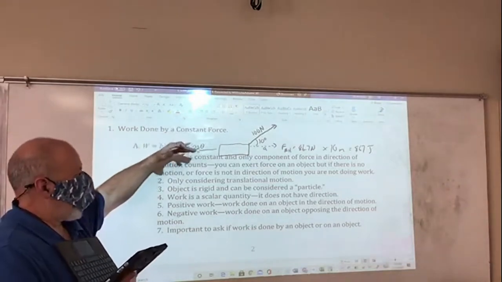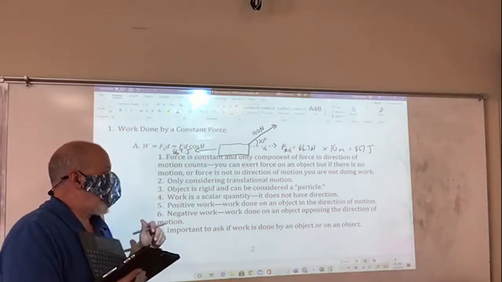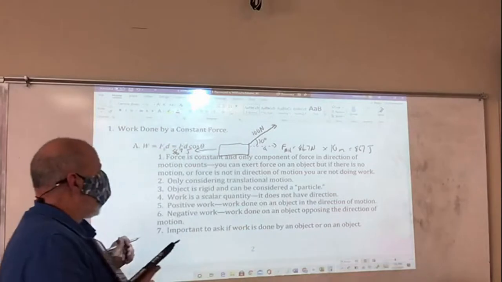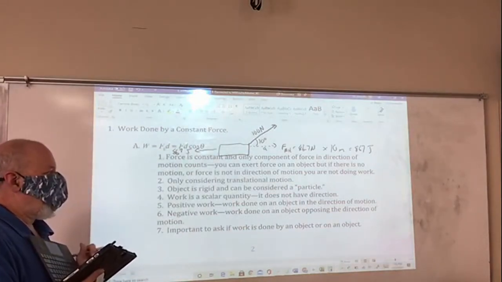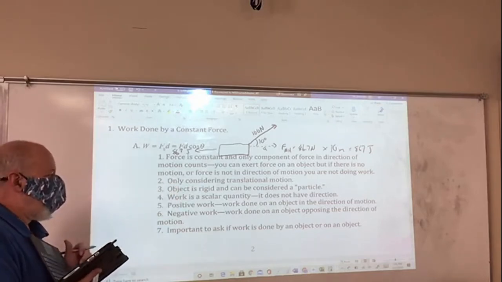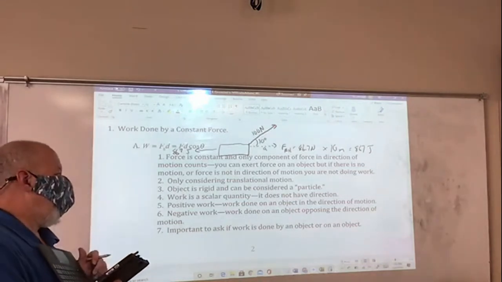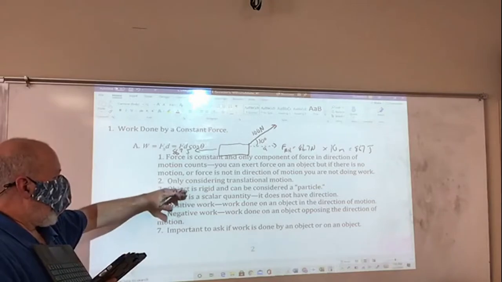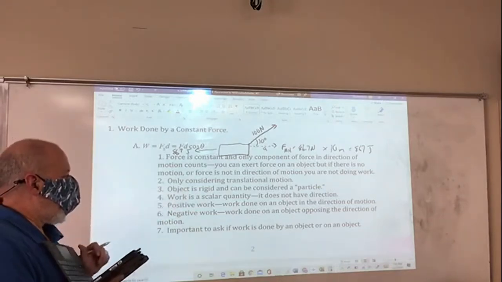Okay, so force is constant, and only the component of force in the direction of the motion counts. You can exert a force on an object, but if there is no motion or the force is not in the direction of the motion, you are not doing work on it. We're only going to consider translational motion right now. We're not going to consider angular motion or motion around a circle. The object is rigid. It can be considered a particle. Work is a scalar quantity.